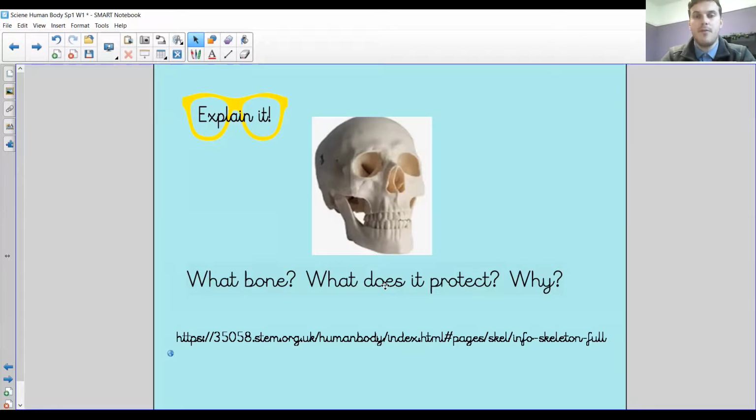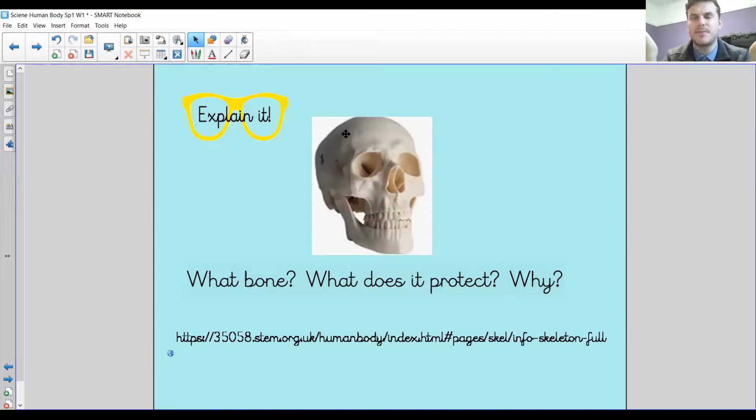Okay, so hopefully we said that this is our skull bone in our head. Now, what is inside our head that needs protecting? You lot have got really good ones of these. We've got our brain inside our skull, isn't it? Our skull protects our brain and it acts as a type of helmet.